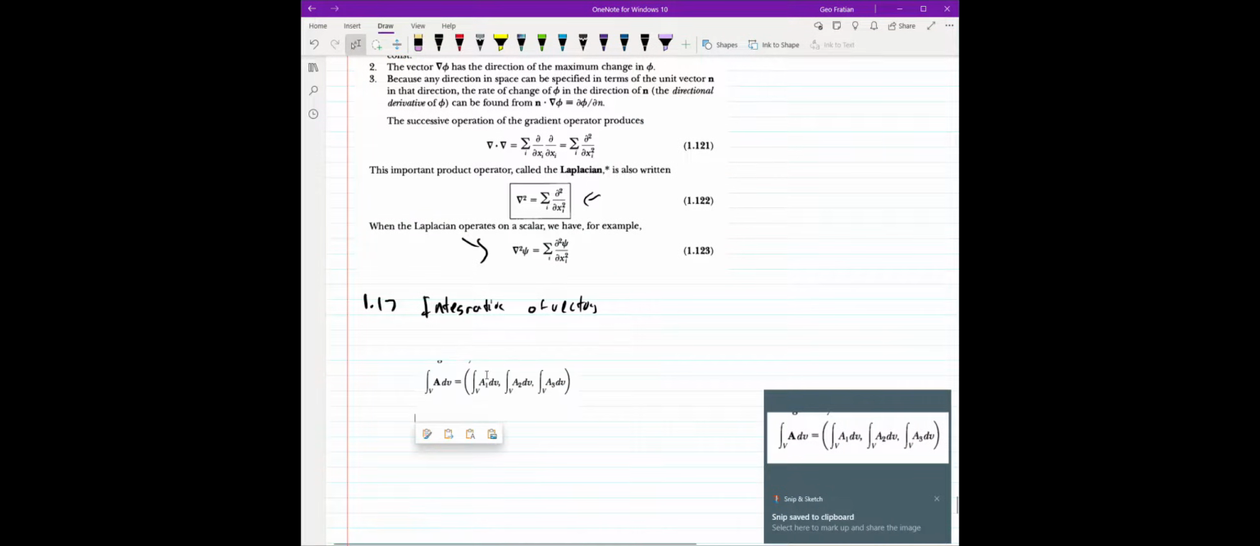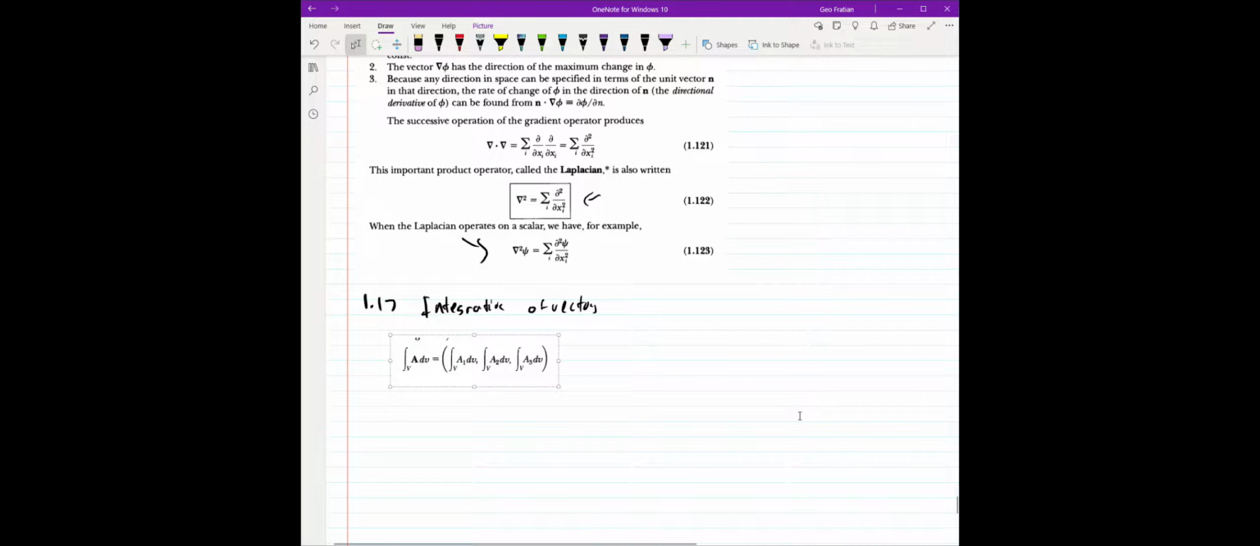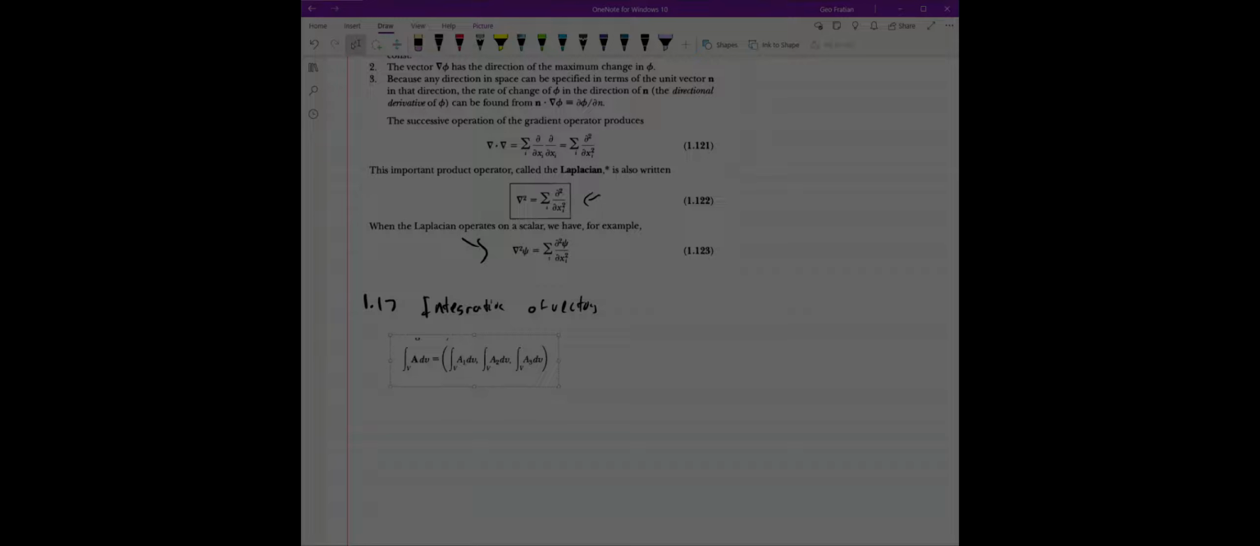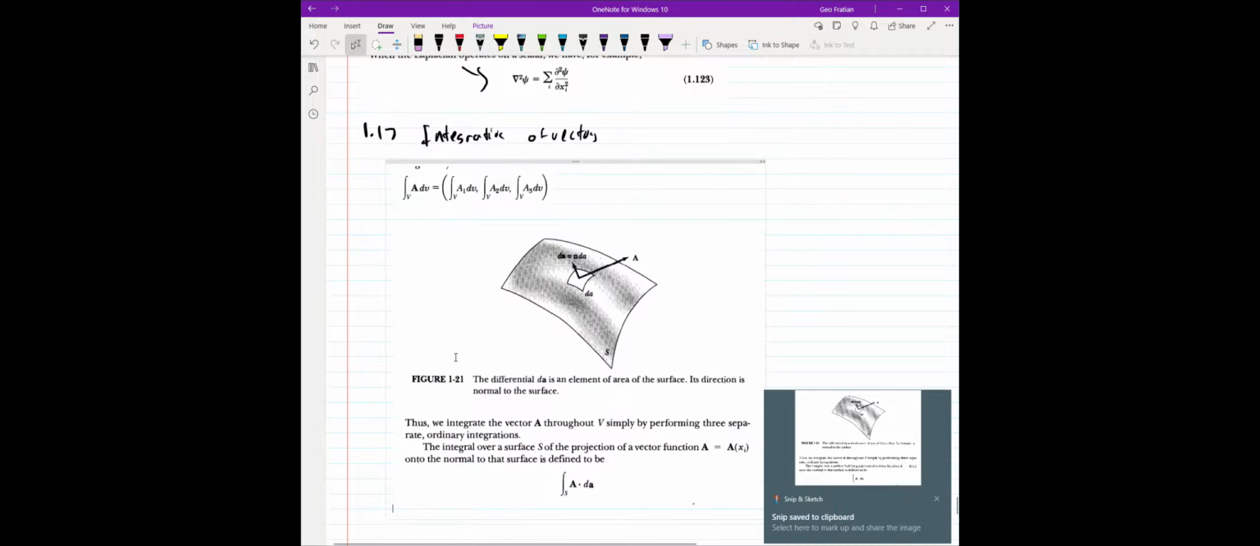But anyways, let's say we want to integrate some vectors. So we have vector A, dv, over a volume, because it's a three-dimensional vector, is A1 dv, A2 dv, A3 dv. Now, that's over a volume. What about if we want to integrate over a surface? If we want to integrate over a surface, we can draw our little differential area element.